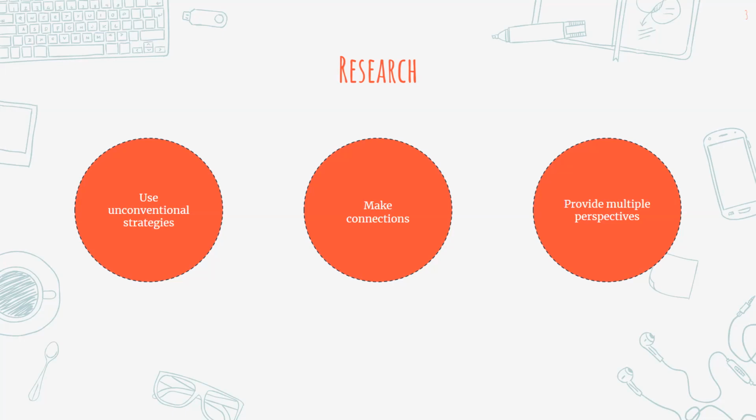And then the third thing from the research was to provide multiple perspectives. I think this can be really hard because it's easiest to just say what we think and what we know. But many of the different articles and things that I read talked about making sure that multiple perspectives are shown so that students can have a well-rounded understanding of history.